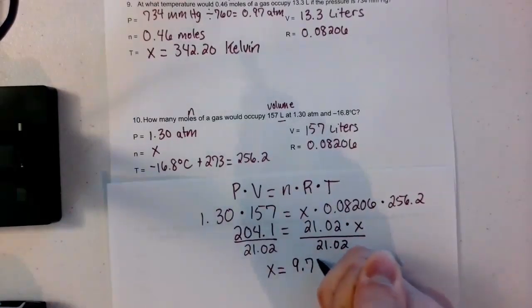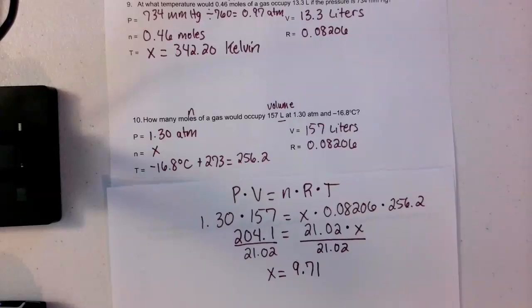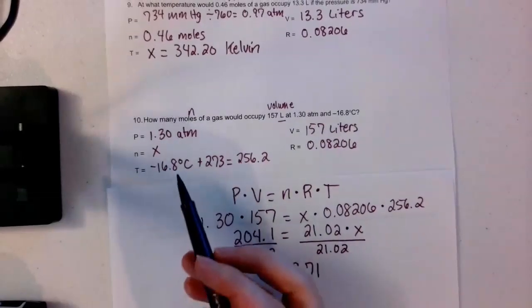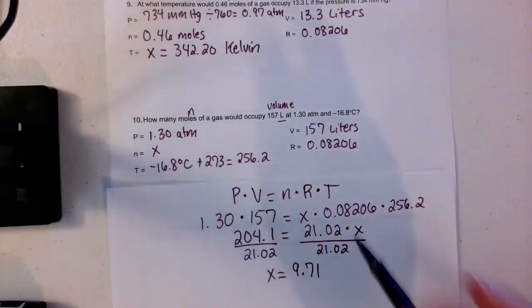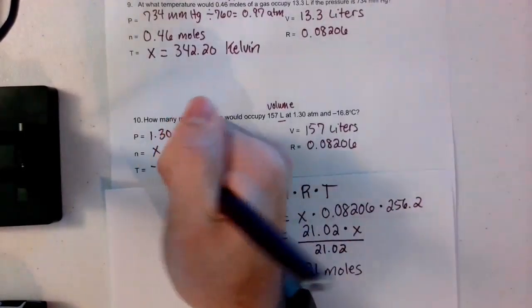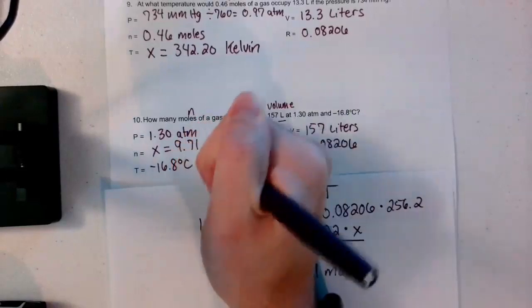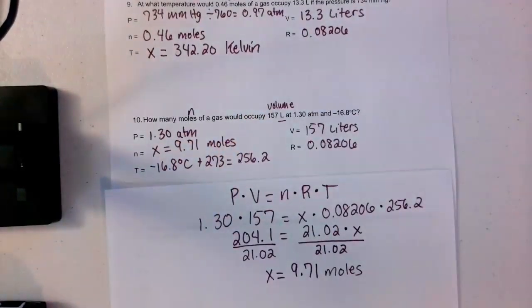And that's going to give me X equals 9.7098, so I'm just going to round mine to 9.71. So now that's our X. And then looking here at the problem, X was N, which stands for number of moles. So I'm just going to put 9.71 moles there. So X is going to be equal to 9.71 moles. And that's a lot of moles. If it was oxygen gas, it'd be like 9 times 32, which is a lot of grams.